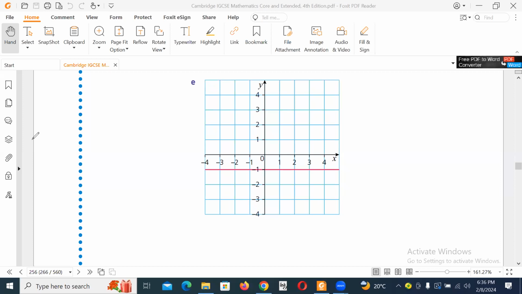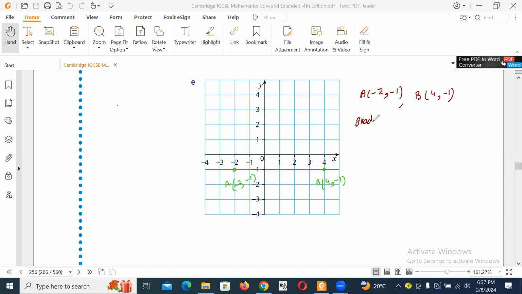For example, we choose any 2 points from this line. Let's suppose one point is here, which is A, (-2, -1), and one point is here, which is B, 4 along the x-axis and -1. So I have these points. The points are A, which is (-2, -1), and B is (4, -1).